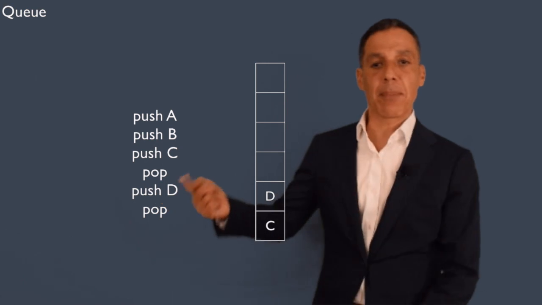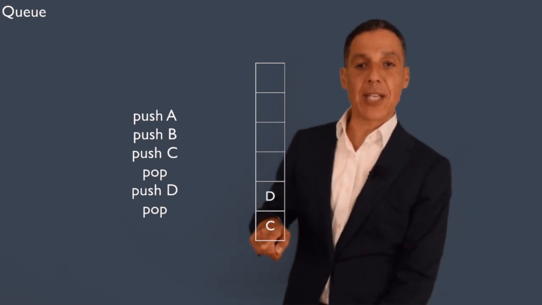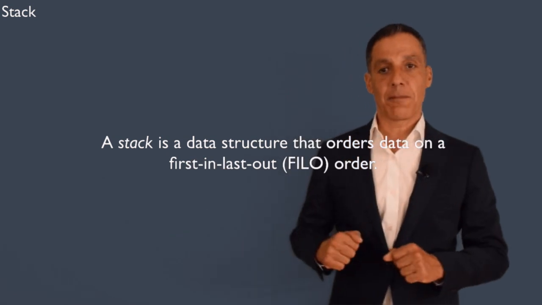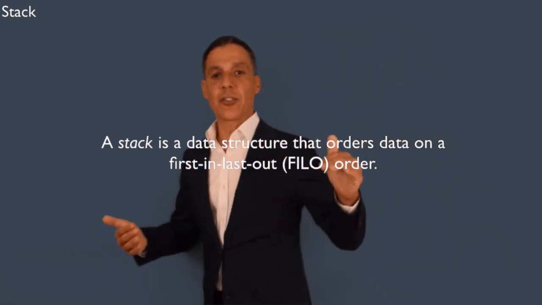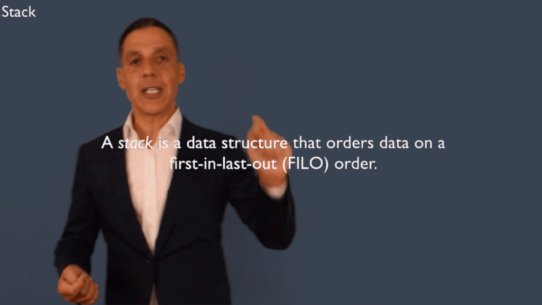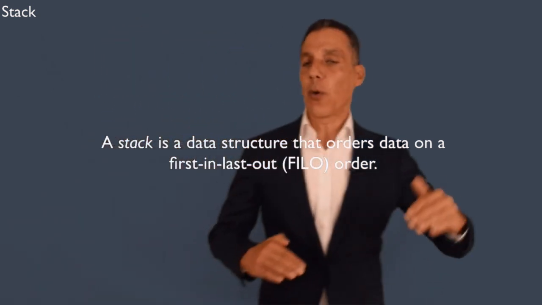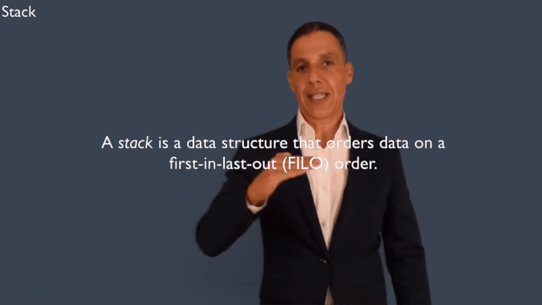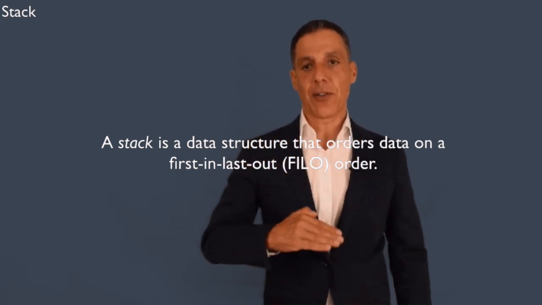And if I pop, then the B pops off, and then the C pops off, and so on and so forth. Okay? So a queue is a data structure that orders data on a first in, first out. You can only go to one place on the queue at the very end, and only one person can get deleted from it, and that's the person at the front of the list.